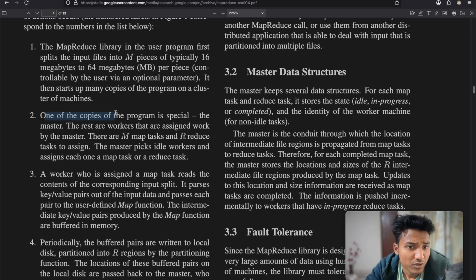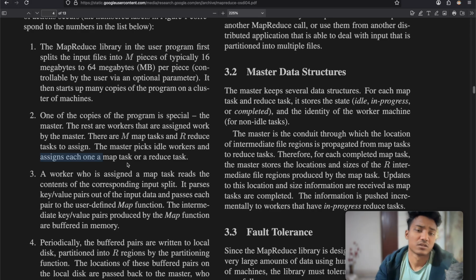One of the copies of the program is special, the master. The rest are workers that are assigned work by the master. There are M map tasks and R reduce tasks to assign. The master picks idle workers and assigns each one a map task or a reduce task.